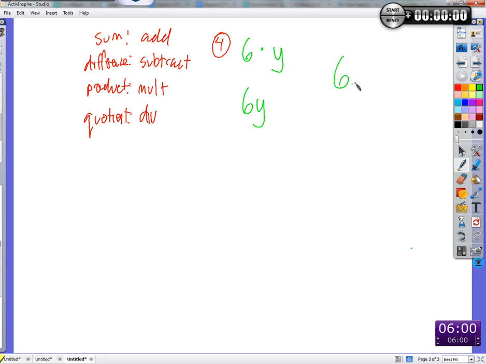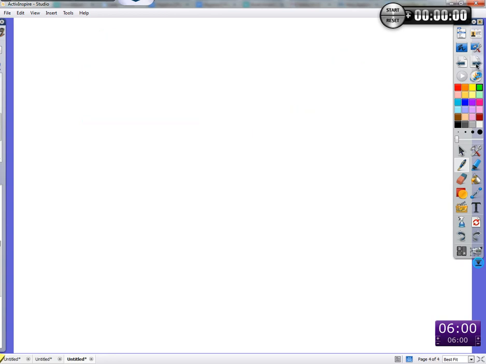You could write this, right? Does this mean times? Yeah. But does it look confusing? Yeah. So we're not going to use this hardly ever at all anymore. And we'll just go 6 right next to a Y, and there it is. Okay.